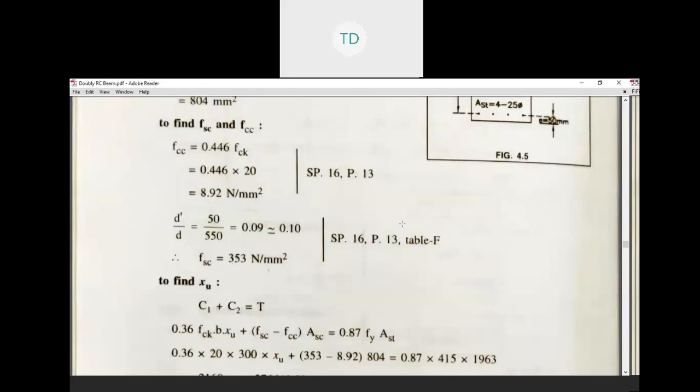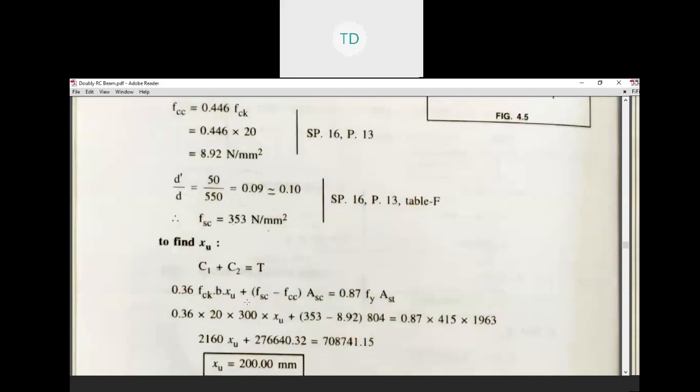fcc is equal to 0.446 fck. Putting the value of fck, we get 8.92 Newton per mm square for fcc. Now to get fsc from IS SP16 page number 30 table F, we need d dash and d. d dash we have is 50 and d is 550, so d dash by d is 0.09, which is similar to 0.1. From that table, and I also told you to memorize that table, we get the fsc value equal to 353 Newton per mm square.